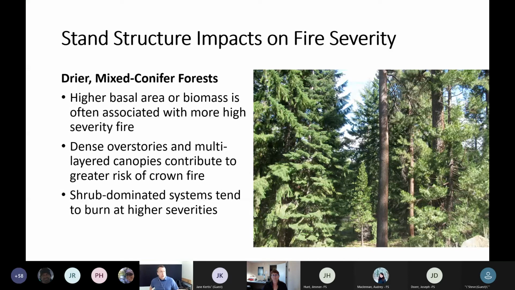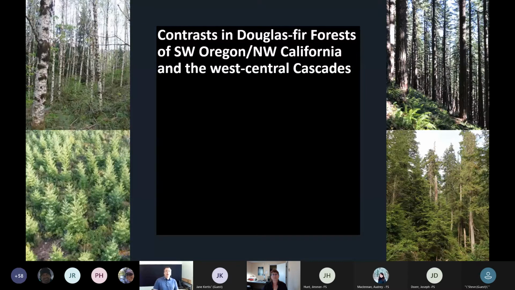This speaks a little towards the question about reburn situations. In situations where a past disturbance, whether that was a fire or some other kind of disturbance agent, contributes to the development of dense shrub-dominated early seral systems, those systems tend to burn at higher severities as well. So these are lessons from drier conifer forests across the West. But there's some research that suggests at least a few different ecosystem responses in our somewhat moister Douglas fir forests on the west side of the Cascades.